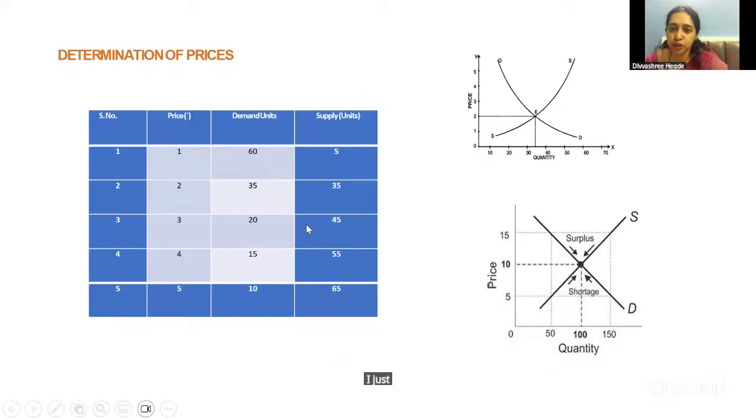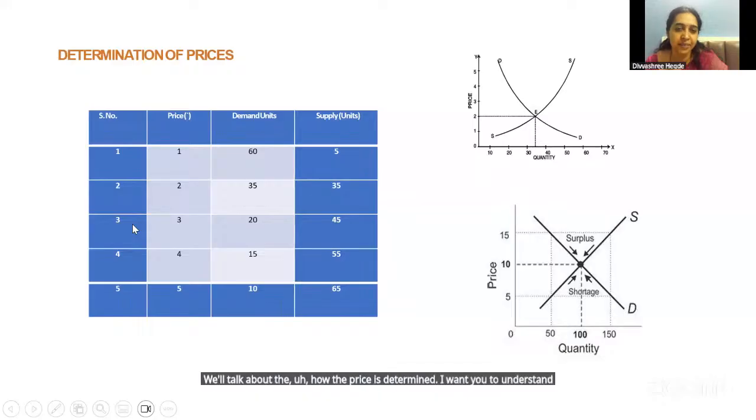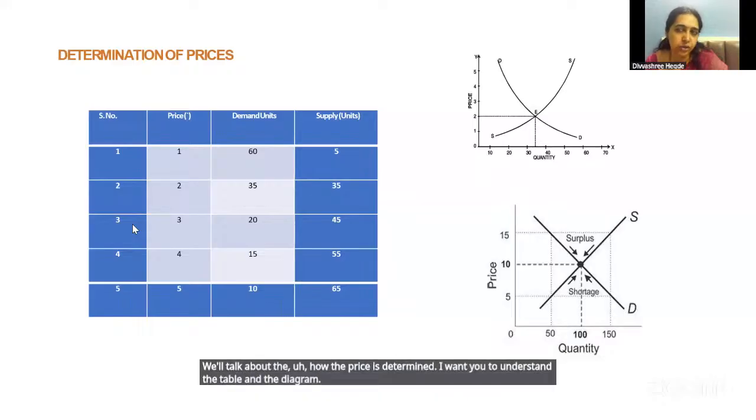I just want you to look at the table, observe the table, and observe the diagram. Then we will talk about the observation. We will talk about how the price is determined. I want you to understand the table and the diagram. I'll give you 2 minutes.